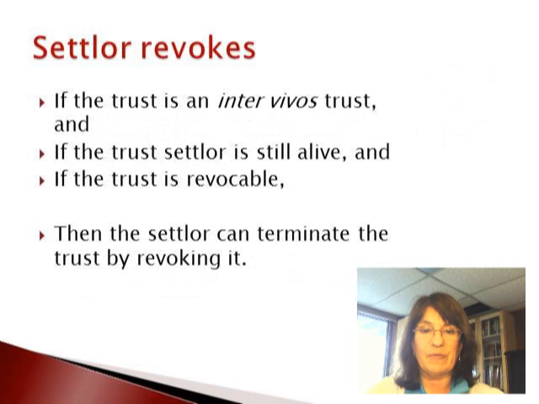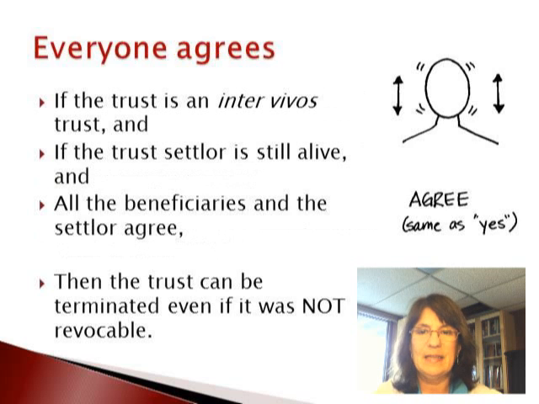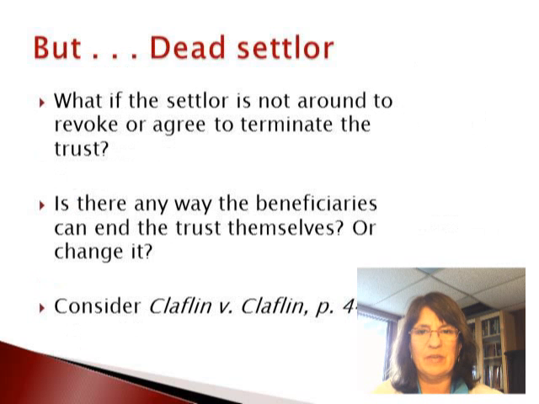If the settlor revokes the trust, if this is an inter vivos trust and it's revocable, the settlor could revoke it. That would end it. If the trust is an inter vivos trust and it's not revocable, but the settlor is alive and all the beneficiaries and the settlor agree, then the trust can be terminated, even if it's not revocable. So far, these things should just make sense. If you set it up and you left it revocable, you can revoke it. Yeah, fine. But what do you do if you have a dead settlor?